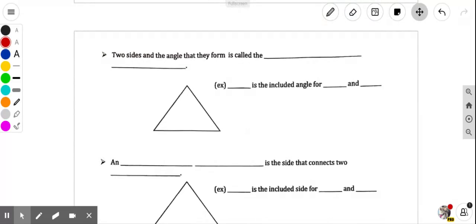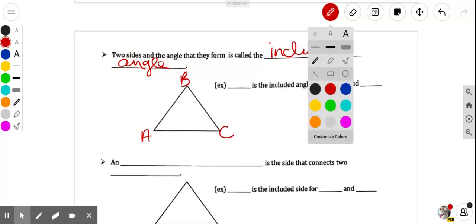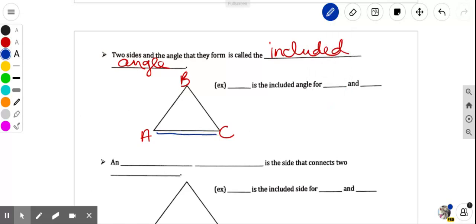Before we do the next one, I need to talk about something called an included angle. So 2 sides and the angle that they form is called an included angle, and I'll show you on this example. If you look at this triangle ABC, if I wanted the included angle for, say, AC and BC, the included angle is basically the angle where the 2 sides touch. So it would be angle C. So to fill in these blanks, angle C is the included angle for segment AC and segment BC.